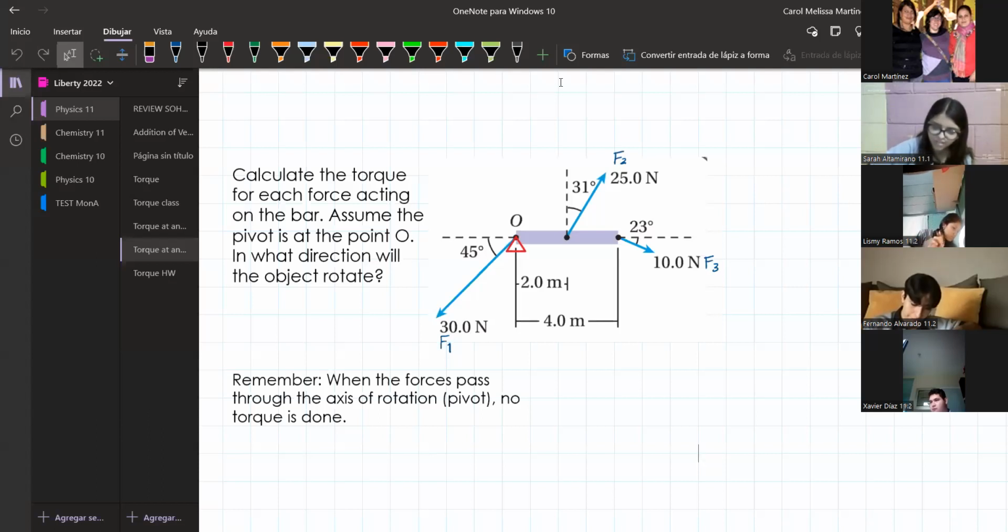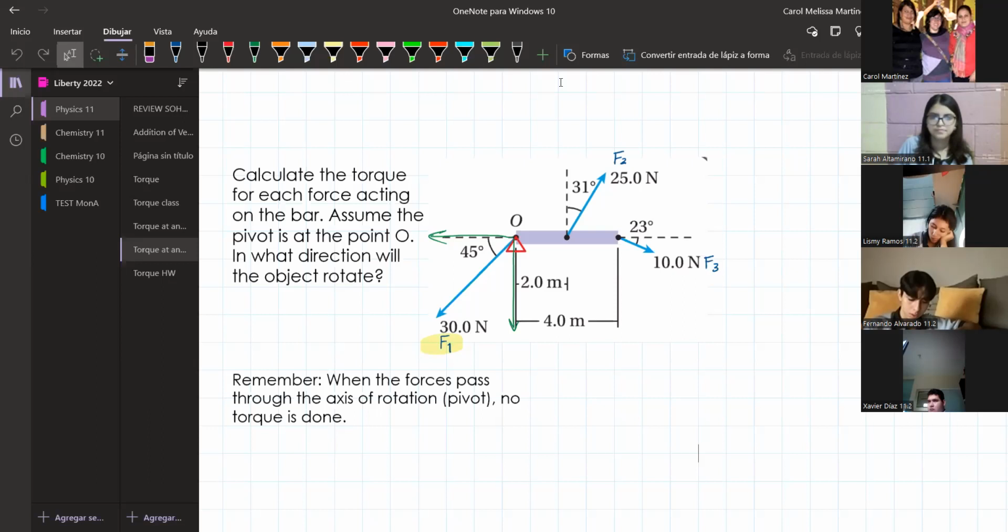So one thing that you need to know, guys, all the forces, when they pass through the axis of rotation, are not going to be doing torque. Okay? So let's analyze the first one. The first one has an angle of 45 degrees, and these are my components.